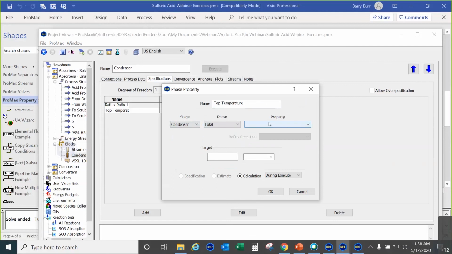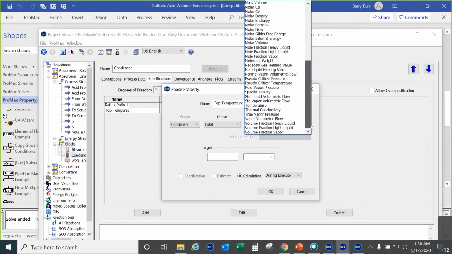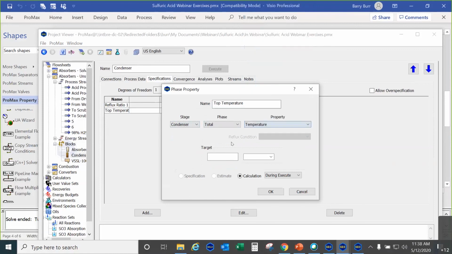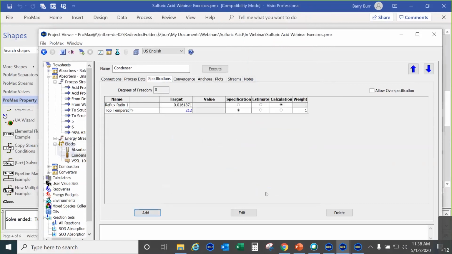All three phases have the same temperature, so it doesn't matter. Temperature, set to 212. Check that it is a specification. And let's see if we can execute this column.